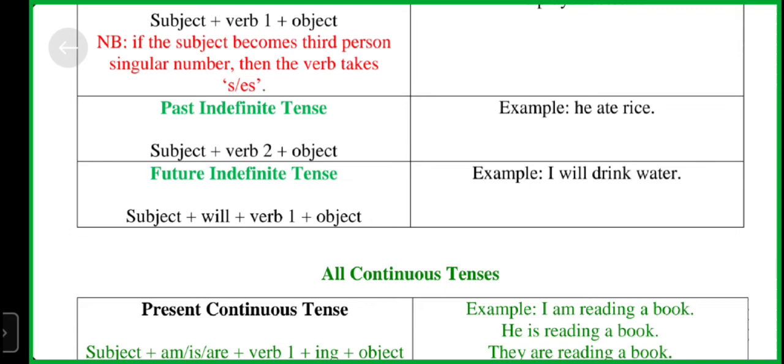This is the rule. After do, does, did, the verb will always remain in infinitive form.